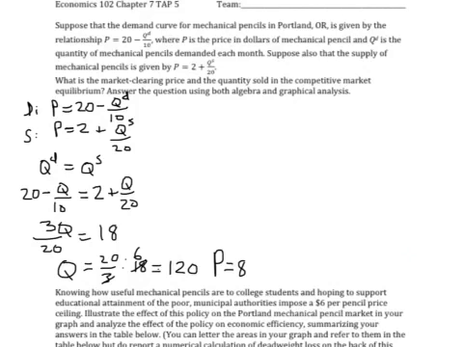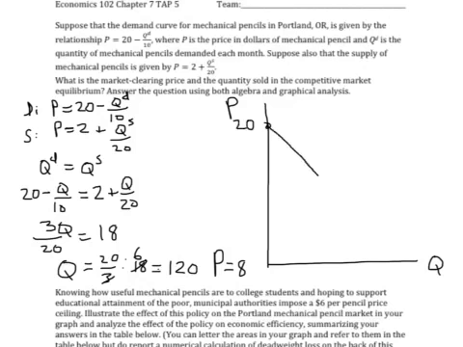Now, graphically, I haven't left myself quite enough room here, but I can still do it. Q, P. What do we have? We have a demand curve that has a y-intercept of 20, and then we know it has a slope of negative 1 over 10. That means it has an intercept of positive 200. We'll label that the demand curve.